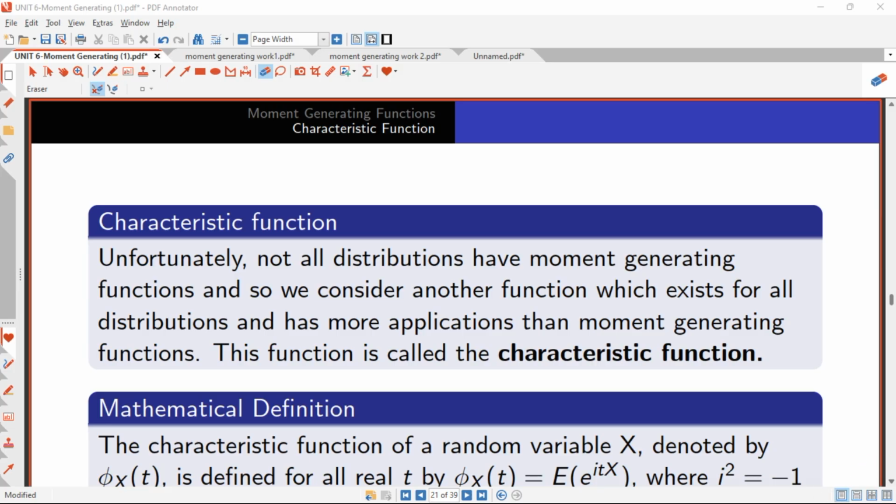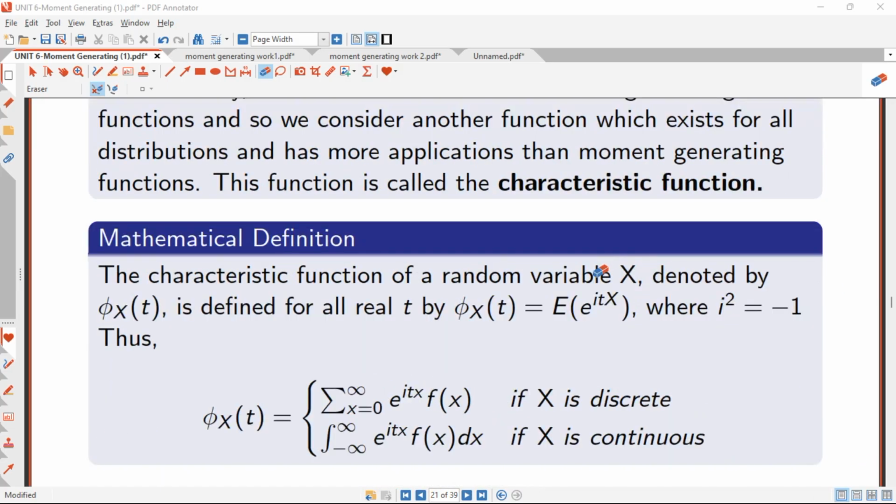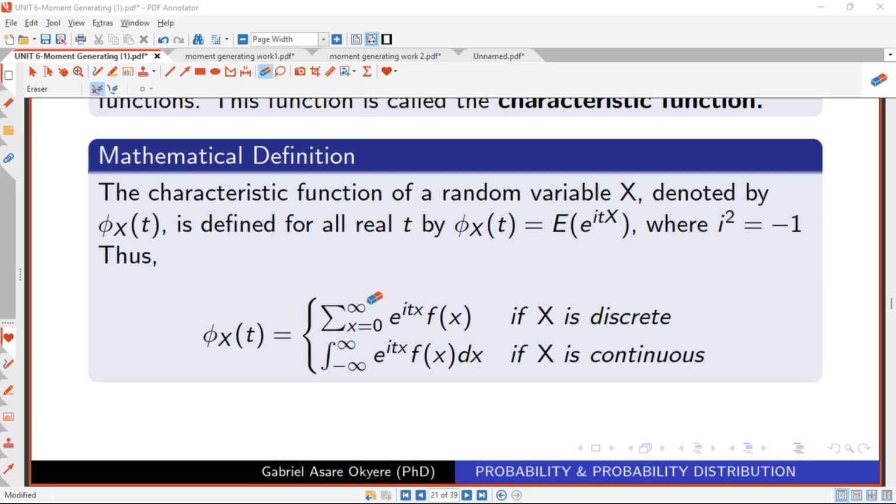Having understood the characteristic function, how can we also define it mathematically? That is the same thing that we did under the moment generating function. So please, if you haven't watched the video on the moment generating function, it will be of good benefit to go and watch it before you come to the characteristic function, in order to really understand the concept well.